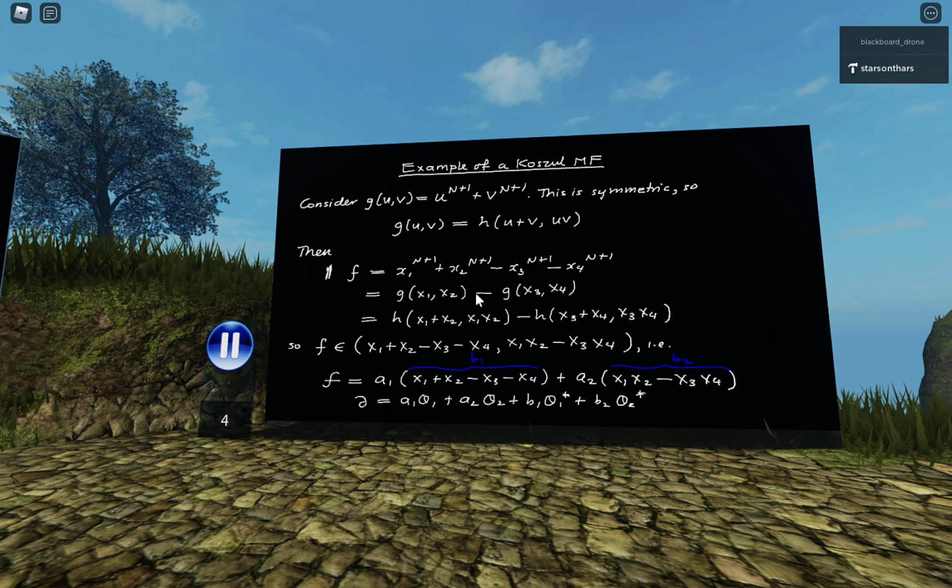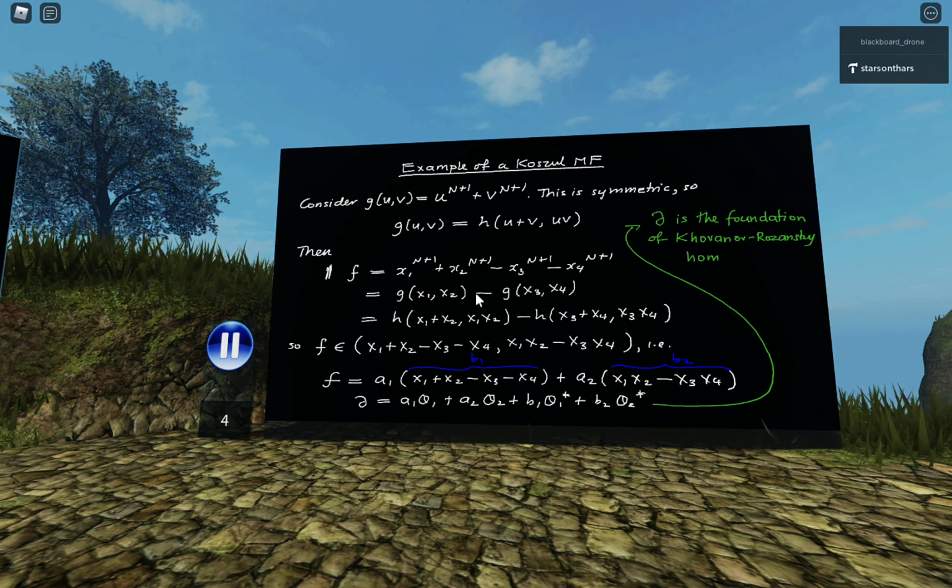And in fact, this matrix factorization is the foundation of a particular kind of knot invariant called Khovanov-Rozansky homology. So this is a non-trivial matrix factorization, and it's been widely studied and used in the study of knots.